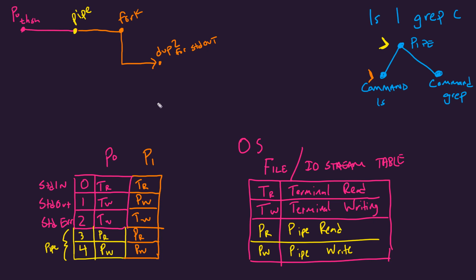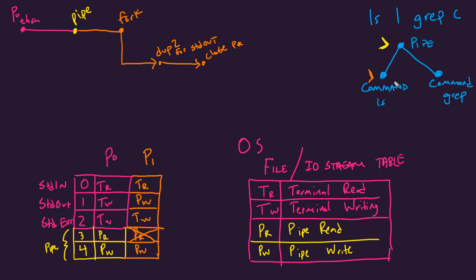The next thing we want to do is close the read end. We're not going to be reading on process 1's pipe, so we're going to close the read end of this pipe just to be a good citizen here. So what we want to do is close the read end of the pipe.